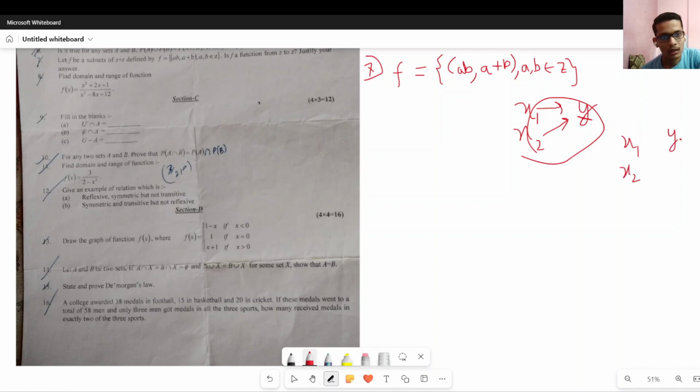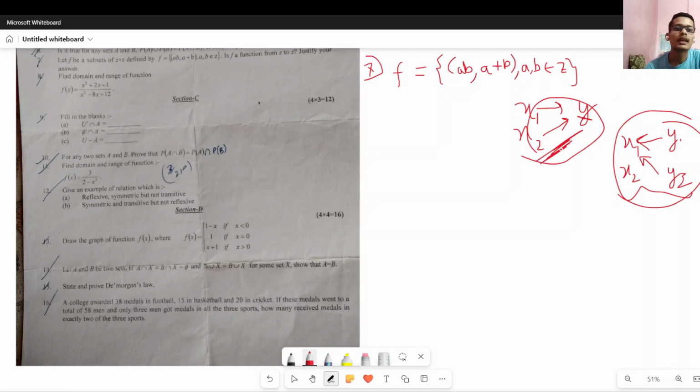y1 and y2? What does it mean? If y1 has the preimage x1 and y2 also has the preimage x1, this condition is not suitable for a relation to be defined as a function. That is, in this condition the given relation will not be a function. But if this is the condition, the first one, then the given relation will be a function.